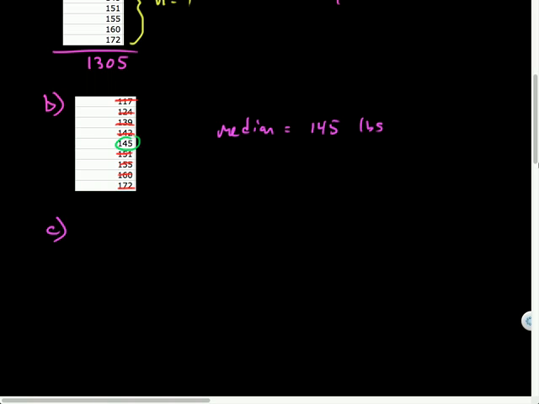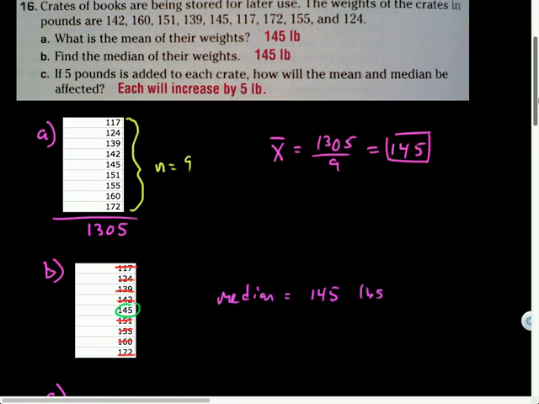Now let's see, part C asks kind of an interesting question. It says, if 5 pounds is added to each crate, how much will the mean and median be affected? Well, think about this first of all. If I add 5 to all of these, plus 5, plus 5, plus 5, plus 5, plus 5, and then divide by 9, what's the average of 9 5s? It's going to end up just being 5. If I add 9 5s together and divide by 9, it's just going to be 5.